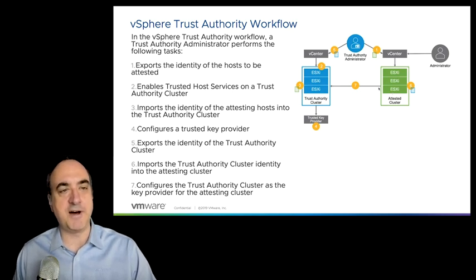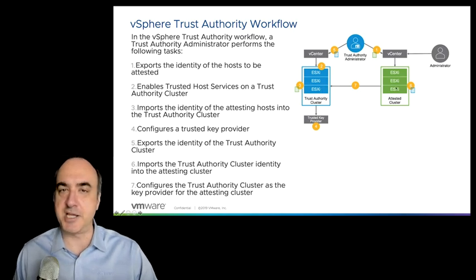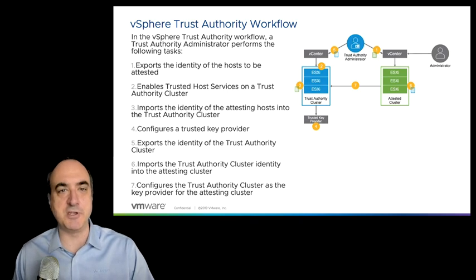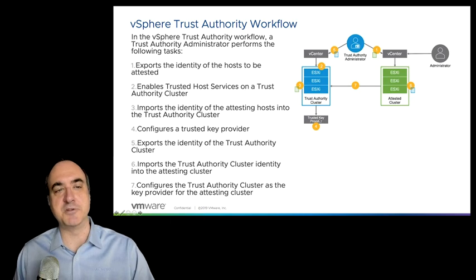And then we finally configure the Trust Authority cluster as the key provider for the attesting cluster so that whenever any kind of VM needs to be encrypted over here, the keys that we'll use will be handed off through the Trust Authority cluster. Because it is actually possible to still use regular standard VM encryption using this vCenter, but that would be using just standard encryption without requiring the trusted computing. And so if you've got this as an attested cluster, then it will get its keys from the trusted key provider as opposed to from a standard key provider.